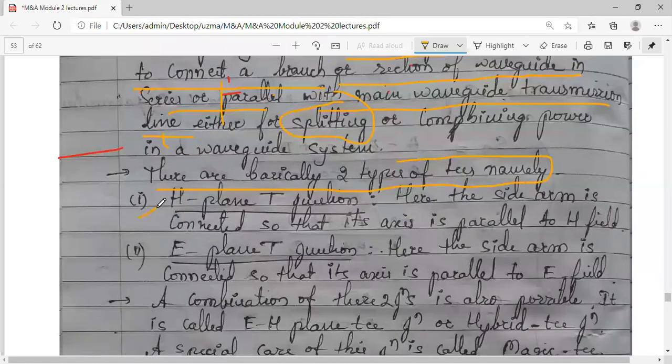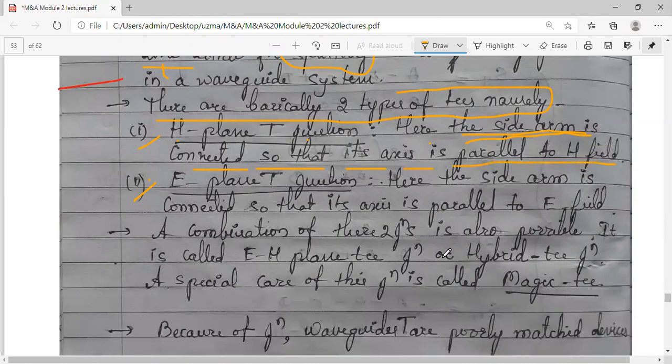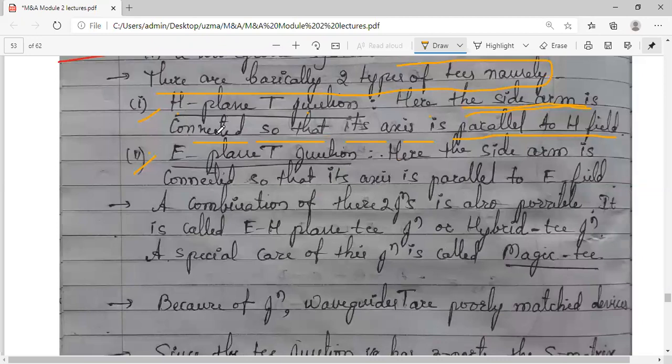First one is the H-plane T-junction and the second one is the E-plane T-junction. So what is this H-plane T-junction? Here the side arm, the extended waveguide, is connected so that its axis is parallel to the H field. When we draw the structure in detail, we will look into these two types and you will understand how it is parallel to the H field. We will draw the field and we will see whether the side arm is parallel to the H field or not.